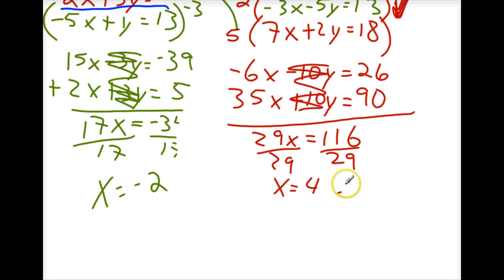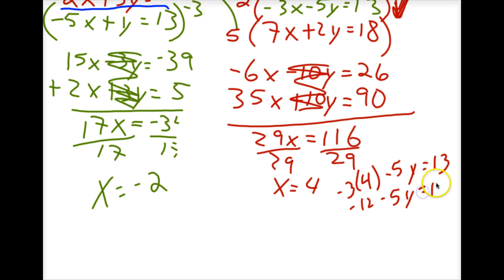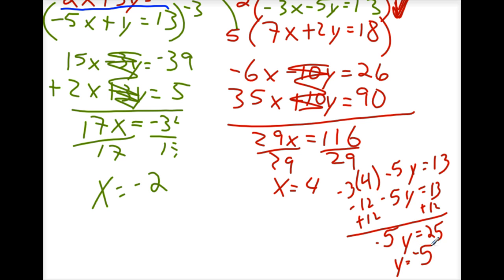Let's see. Negative 3 times 4 minus 5y makes 13. Negative 12 minus 5y equals 13. Add 12. Negative 5y equals 25. That makes y negative 5. Pair them up. 4, comma, negative 5. Box it. We starting to work now?